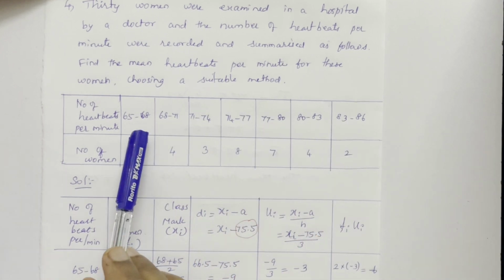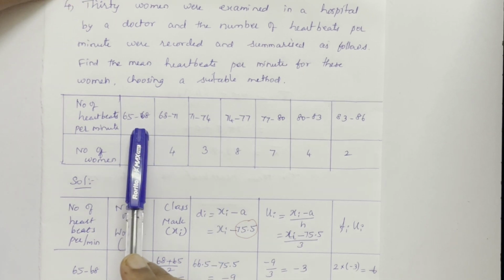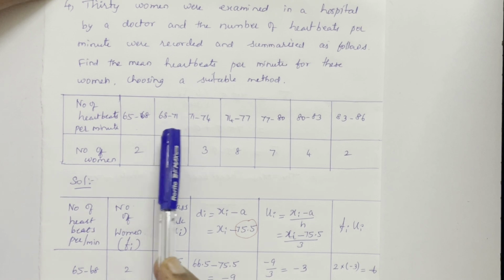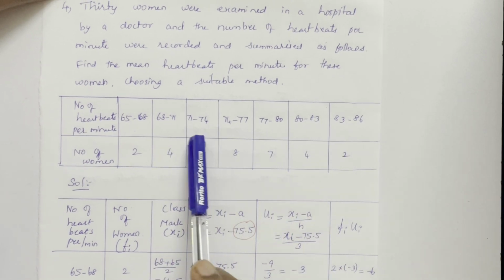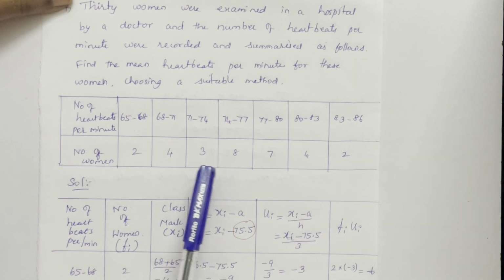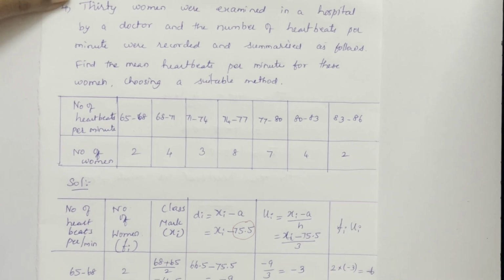Okay. Next one, we have to find the class size. That is the difference between the class limits. 68 minus 65 is 3, 71 minus 68 is 3. In all these intervals, the size is 3. That is, upper limit minus lower limit is 3. That is the height, h, is 3.